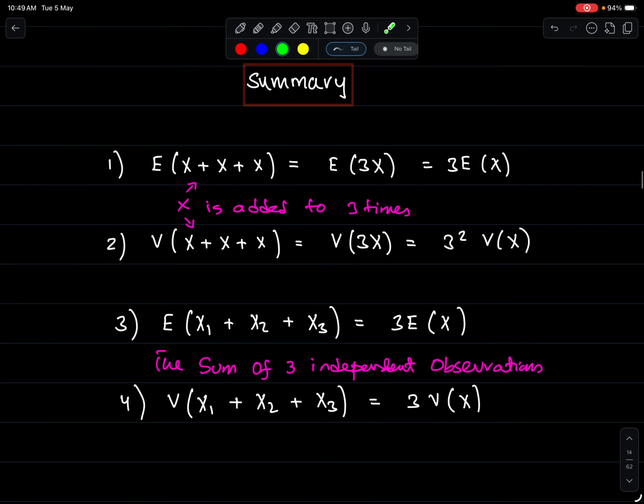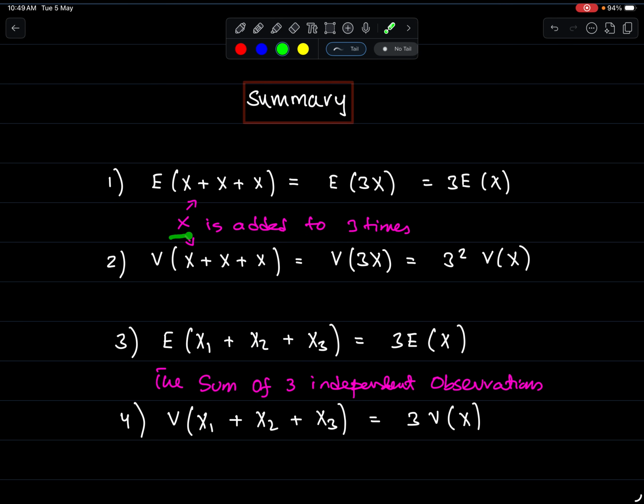Here is the summary. If x is added 3 times, x plus x plus x, write E(3X), where 3 is the coefficient of x, giving 3E(X). In variance, for 3X, when you bring this 3 out, it will be 3 squared. Why? Because this 3 is a multiple of x. For X1 plus X2 plus X3, the sum of 3 independent observations of x, the mean should be 3E(X), and the variance should be 3V(X), because we are adding the variances of these 3 observations.